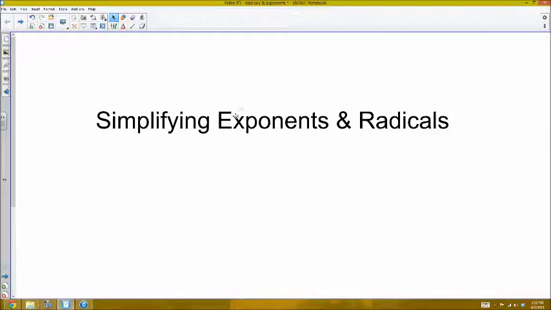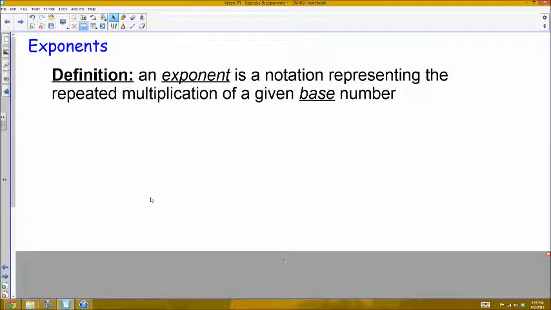In this video, we're going to talk about simplifying exponents and radical expressions. So let's get started right away with exponents and begin by talking about the definition and what exactly an exponent is. So an exponent is basically just notation for repeated multiplication of a given base number.